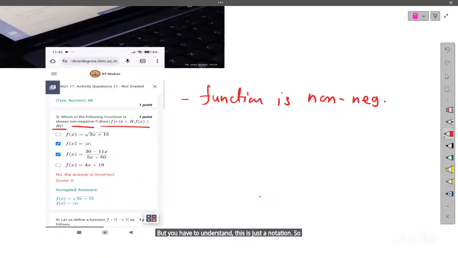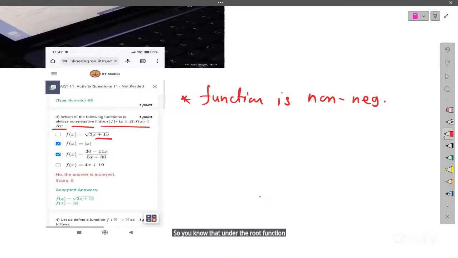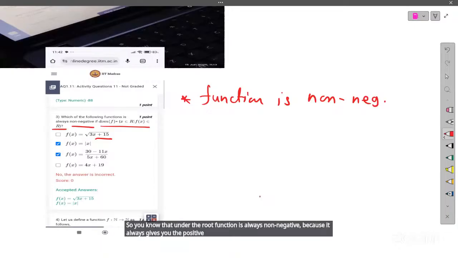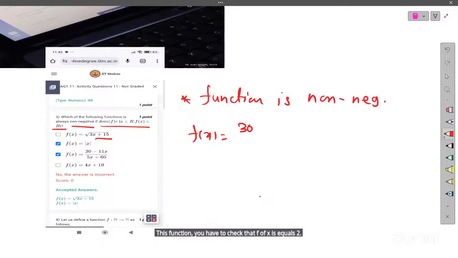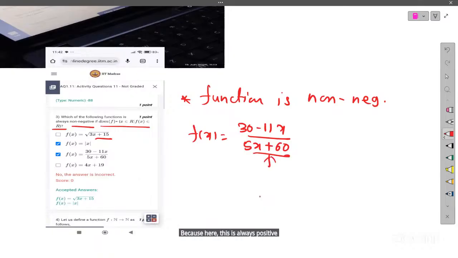So it's saying, what are those functions which are non-negative? That means which will give us non-negative values. So you know that the under-root function is always non-negative because it always gives you positive values. Modulus will always give you positive values. This function, you have to check that f of x is equal to 30 minus 11x upon 5x plus 60. You need to check at which values you will get non-negative. So I don't think here you can get negative numbers, right? No, if you take negative values also, this can become negative. This function easily can be negative. You can take any large x.